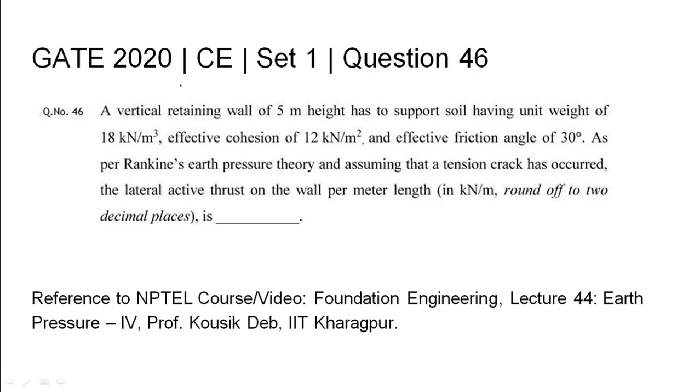GATE 2020 Civil Engineering Set 1 Question 46. A vertical retaining wall of 5 meter height has to support soil having unit weight of 18 kN per meter cube, effective cohesion of 12 kN per meter square and effective friction angle of 30 degrees. As per Rankine's earth pressure theory, and assuming that a tension crack has occurred, the lateral active thrust on the wall per meter length needs to be found up to 2 decimal places.